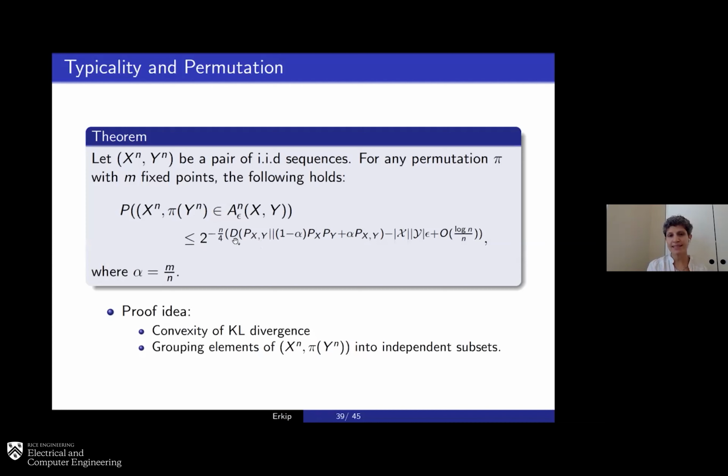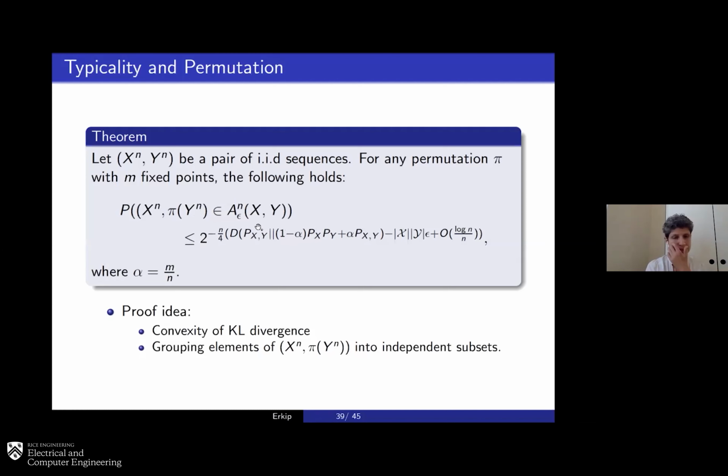And it has a nice Kullback-Leibler distance term here, which relates to the number of fixed points. And just to give you a quick idea, when m is zero, meaning there are no fixed points, then it's a totally different permutation.